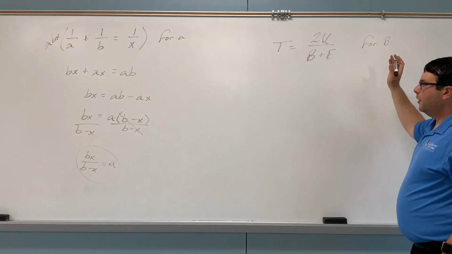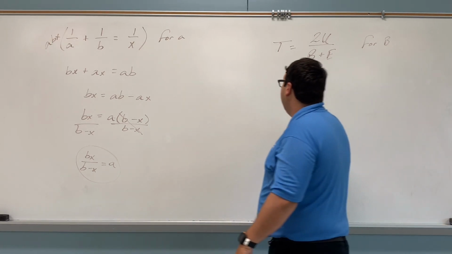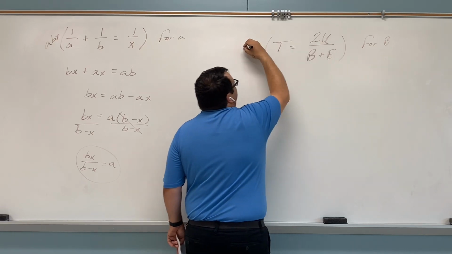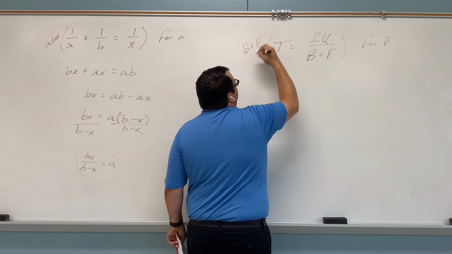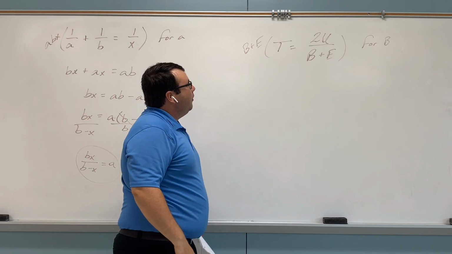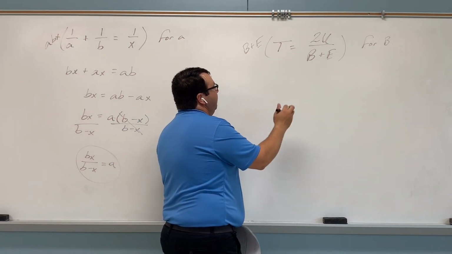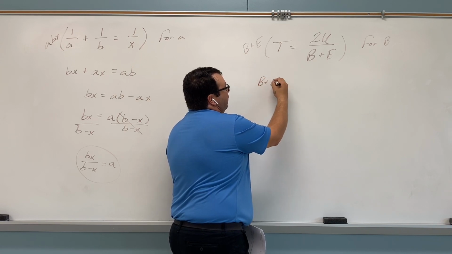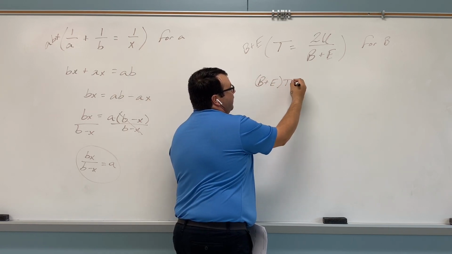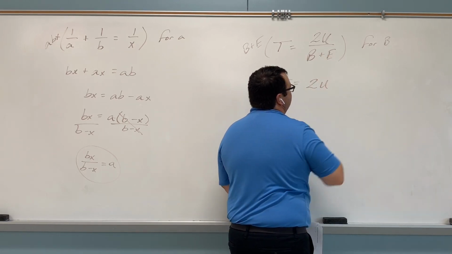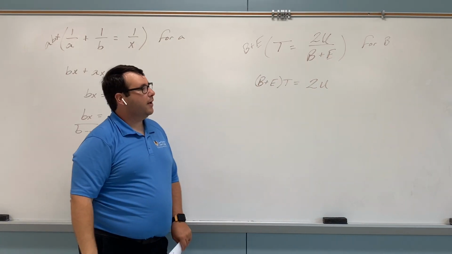I need to clear out my denominator, so let's go ahead and multiply by my LCD, which is b plus e. And it sounds like alphabet soup. Okay, so we're going to go ahead and multiply by b plus e to everything. This is b plus e times t. This side is 2u, because the b plus e would cancel out.